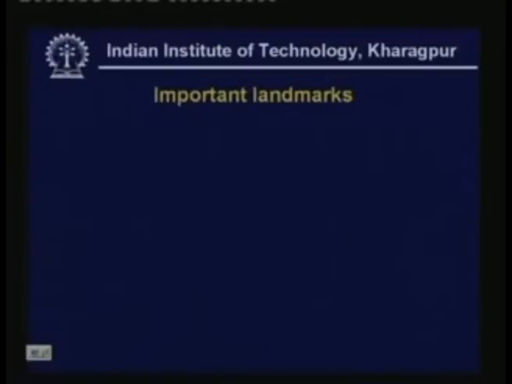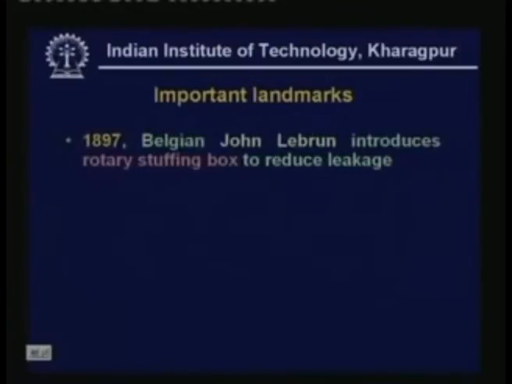Now let us look at some of the important landmarks. In 1897, a Belgian scientist, John Lebrun, introduced a rotary stuffing box to reduce leakage. Now one of the problems with an open type compressor is that the driving shaft goes into the body of the compressor. So where it enters the body of the compressor, you must provide some kind of sealing so that it can rotate freely. At the same time, refrigerant leakage is minimized. So this is a typical problem with any open type compressor.